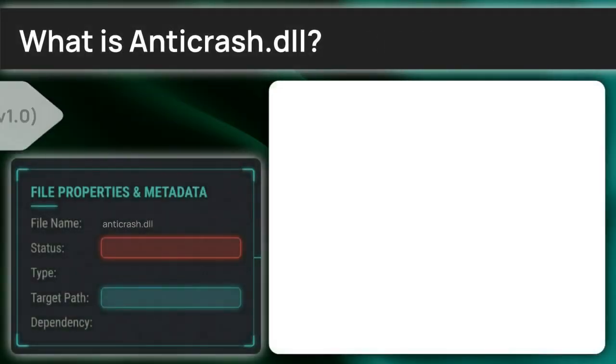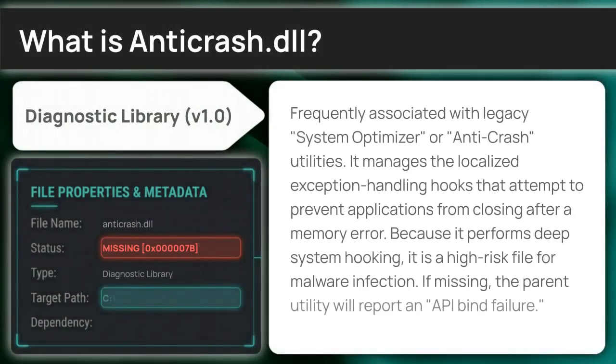This is the Anticrash Library, frequently associated with legacy System Optimizer or Anticrash utilities. It manages the localized exception handling hooks that attempt to prevent applications from closing after a memory error. Because it performs deep system hooking, it is a high-risk file for malware infection. If missing, the parent utility will report an API bind failure. Since we've covered what this file is, let's move to the primary fix.